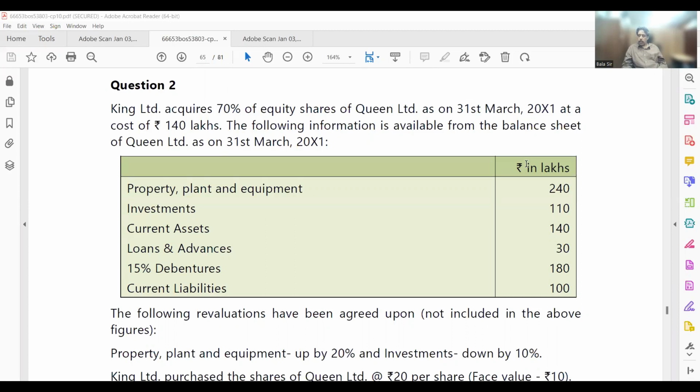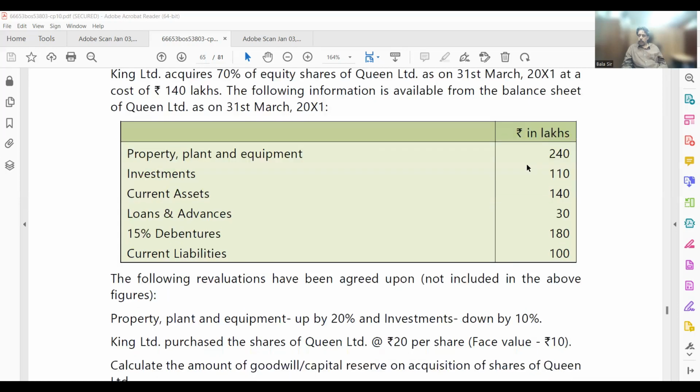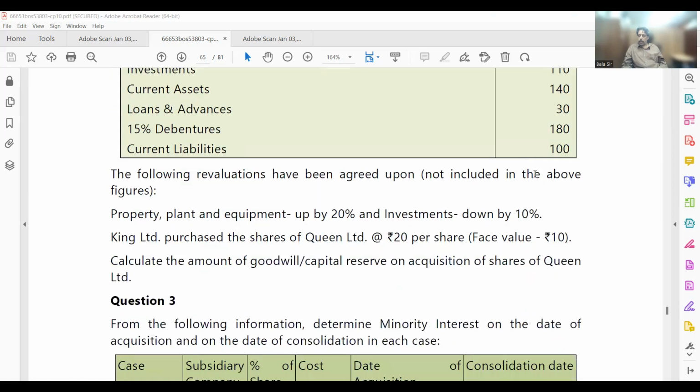Rupees in lakhs. Property, plant and equipment 240. Investments 110. Current assets 140. Loans and advances 30. 15% debentures 180. Current liabilities 100. So they have given the assets and liabilities of the company as on 31st March X1. Next, the following revaluations have been agreed upon, not included in the above figures. Property, plant and equipment up by 20%.